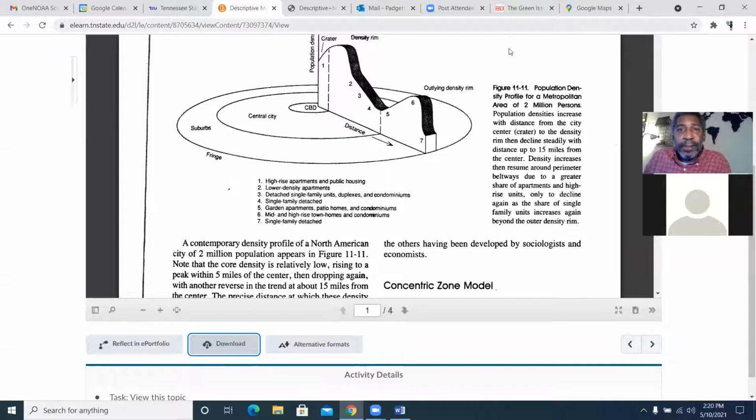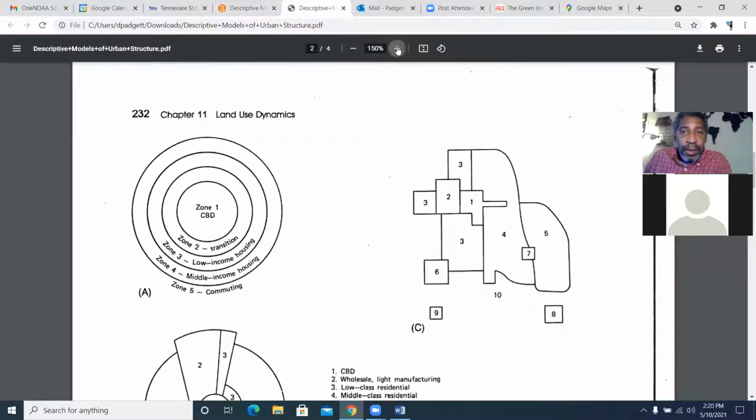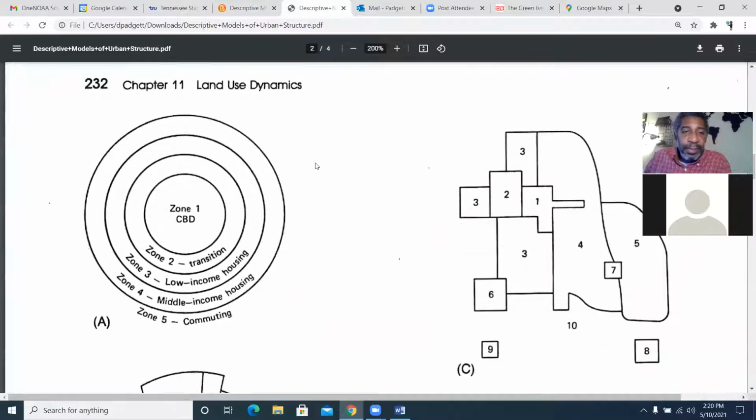So that's our first zone in a descriptive model. The next zone is described as a zone of transition. There are various iterations of this urban model, so zone 2 is sometimes called a zone of transition, and sometimes it's called a light industry zone. So the transition, what are you transitioning from and transitioning to? You're transitioning from largely non-residential to predominantly residential land use.